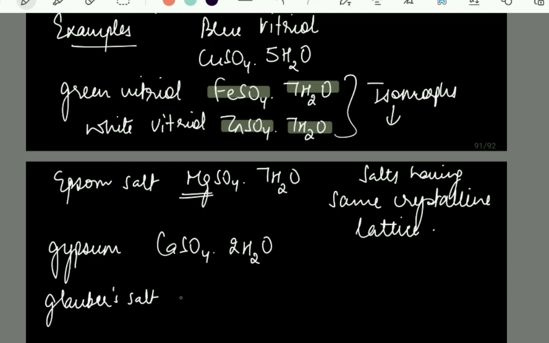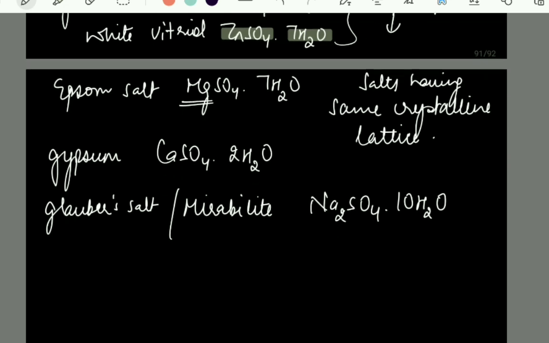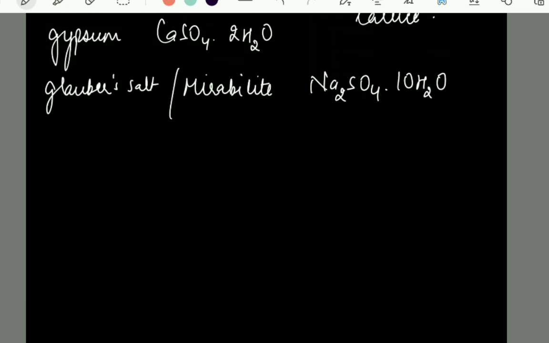Then we have Glauber salt. This is also called mirabilite. This is Na2SO4.10H2O, sodium sulfate decahydrate. So these are various examples of water of crystallization, like hydrated salts I'm talking about. The next salt that we are going to discuss is plaster of Paris.